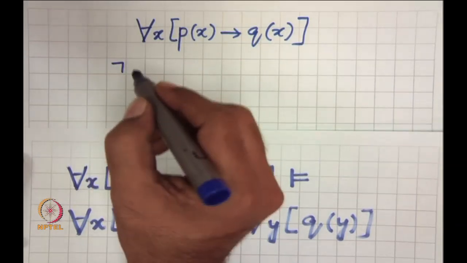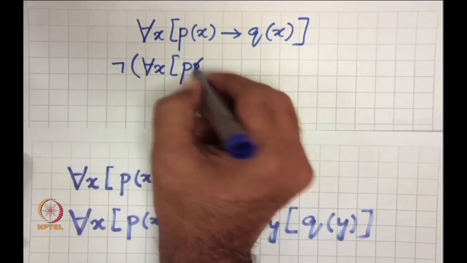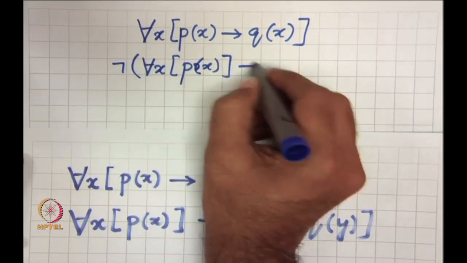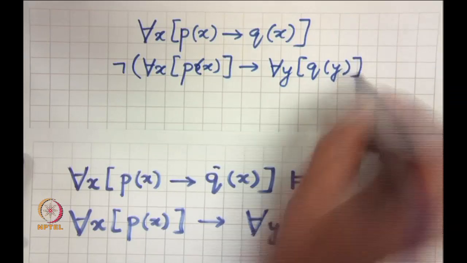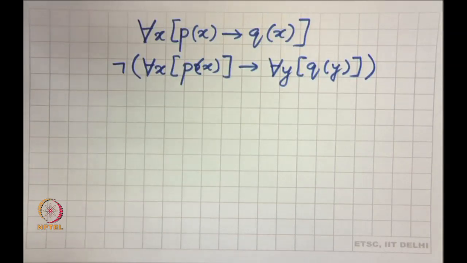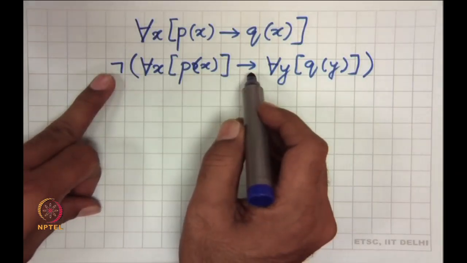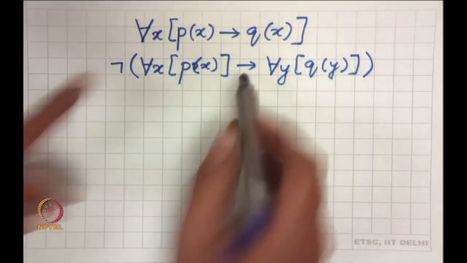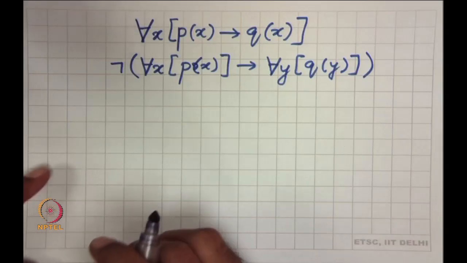So, that means not of for all x p x arrow for all y q y, right. Okay. So, the negation rule, essentially this is negation of arrow, right. There are those propositional Tableau rules. So, you take negation of arrow, and it elongates it.